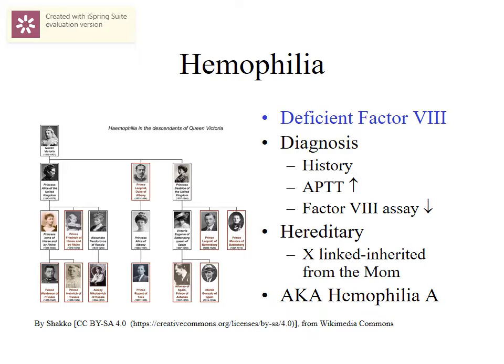Hemophilia is a specific disease representing a deficient factor. In this case, it's factor 8. Hemophilia is diagnosed with the patient history. It's an inherited disease. The increased APTT, so a global test, and a decrease in factor 8 activity. So the specific factor 8 test shows an abnormal amount of factor 8. This is a bleeding disorder with a long history.